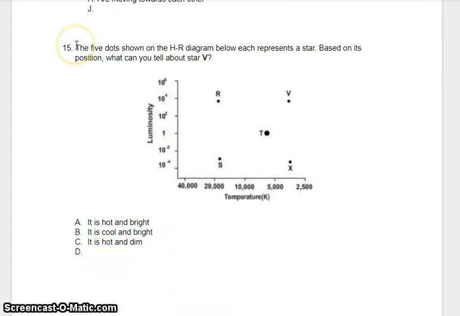Number 15. The 5 dots on the HR diagram below each represent a star. Based on its position, what can you tell about star V? We have luminosity, temperature. So luminosity is brightness. A, it is hot and bright. B, it is cool and bright. C, it is hot and dim.